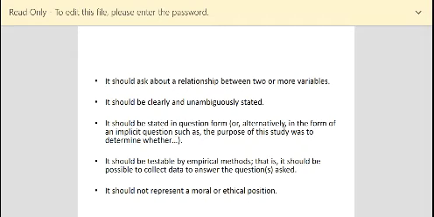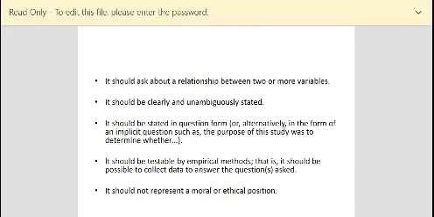When we say two or more variables, and the relation of variables, I think we get the concept of what variables are. So I don't think it's a problem anymore. So it should be clearly and unambiguously stated. It should be stated in question form. When we say it should be stated in question form, the question can be explicit or implicit, but it should be stated in question form, or alternatively in the form of an implicit question, such as the purpose of this study was to determine whether. Are we getting it? An example of an implicit question is this study was to determine whether A is the causative of B, etc.